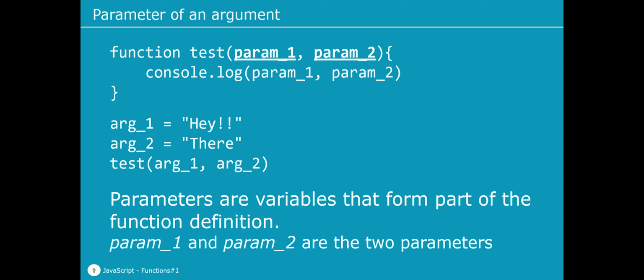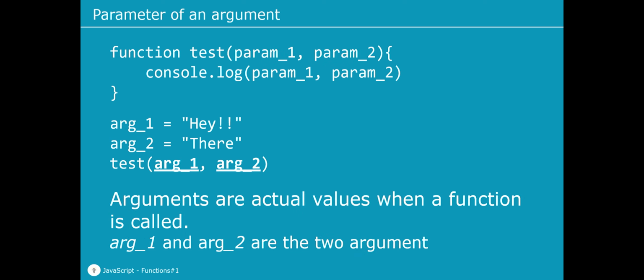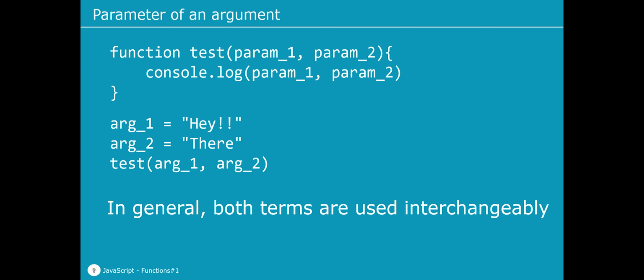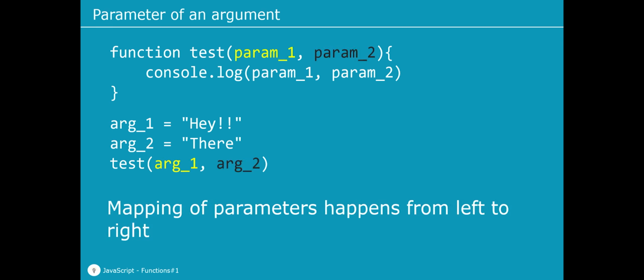Parameters are listed as part of function definition. They allow functions to accept input values and make them more flexible and reusable. In this example, param1 and param2 are the two parameters. And arguments are the actual values which are passed to a function when it is called. In this example, arg1 and arg2 are the two arguments. Do note both the terms are used interchangeably. When a function accepts two or more parameters, the mapping of parameters happens from left to right. So in this example, the value of arg1 is mapped with param1 and arg2 is mapped with param2.